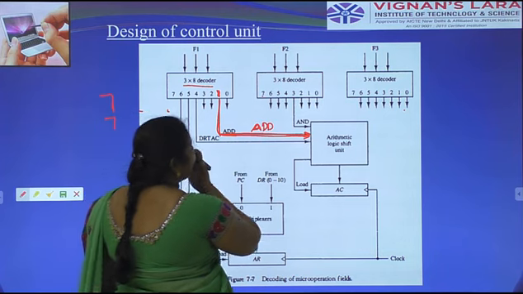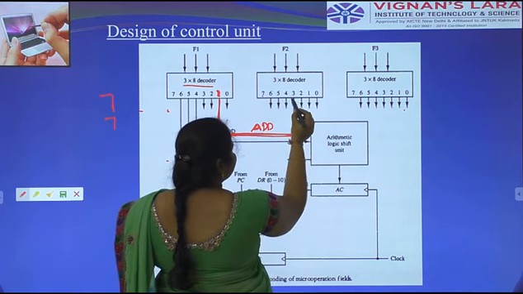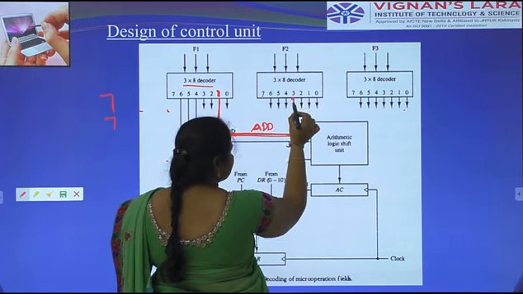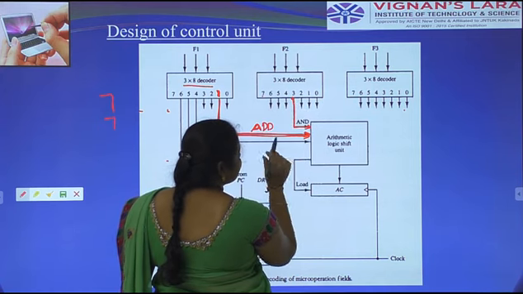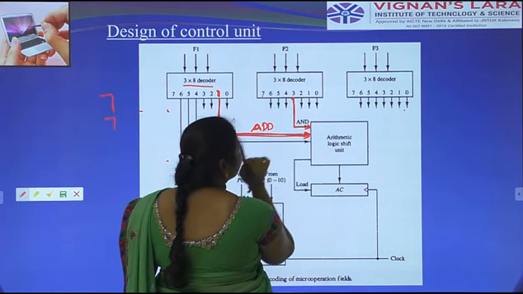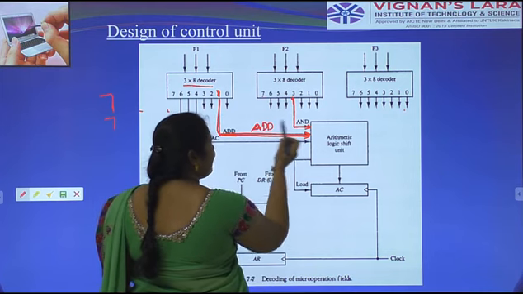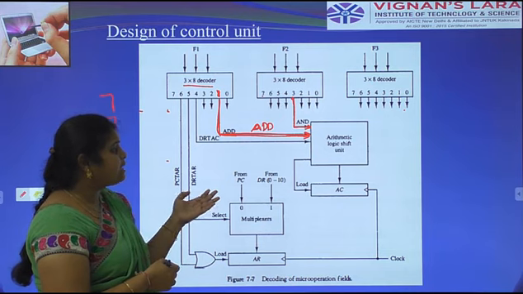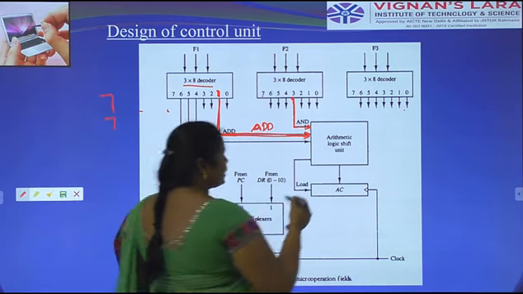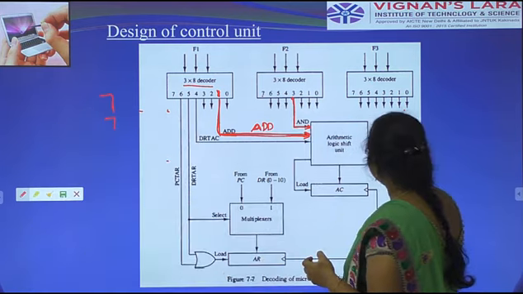Here coming to F2, here 3 is an output, and the arithmetic logic shift unit gets the input from the 3 decoder output from the F2 field. Here the AND operation is performed. Here AND operation means, for example, AND is denoted like this.